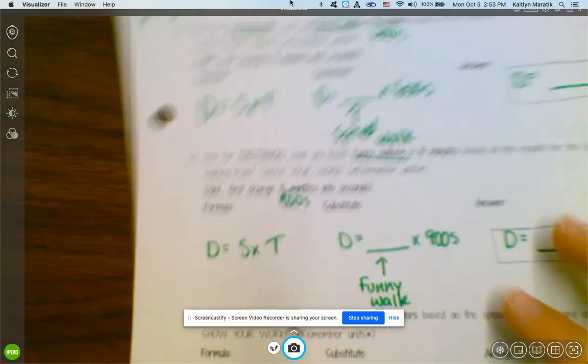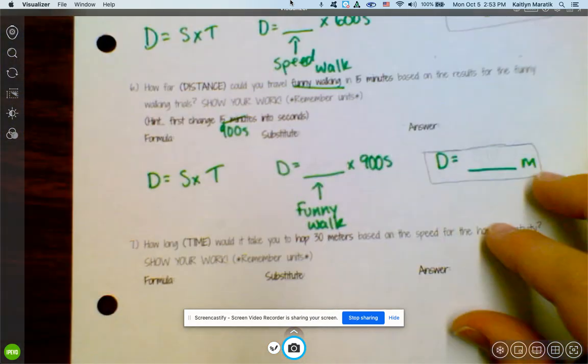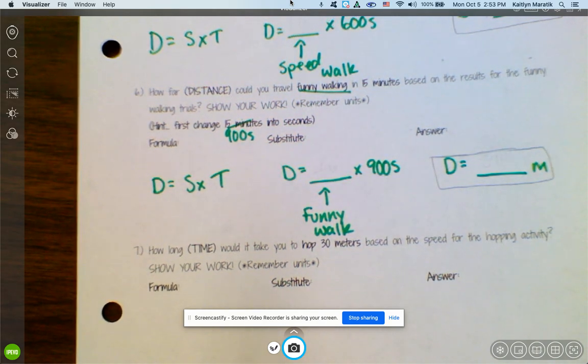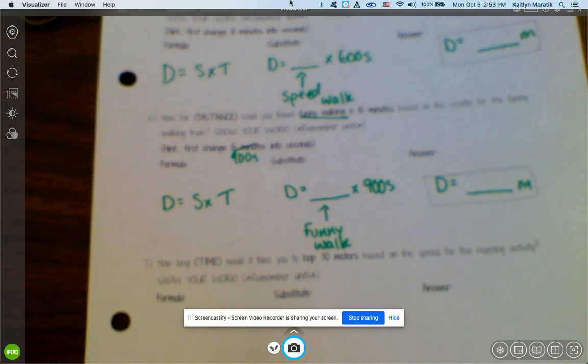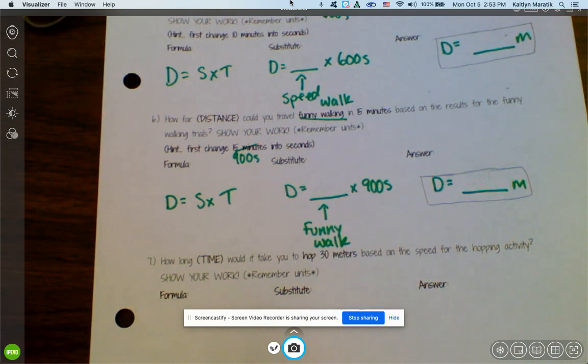And then we're going to see how much time it would take to hop 30 meters. Because, oh my goodness, for both of these, would I want to speed walk for 10 minutes straight? Probably not. Have I? Yes. Multiple times? Yes. For the same reason? Yes. You're wondering what it is?